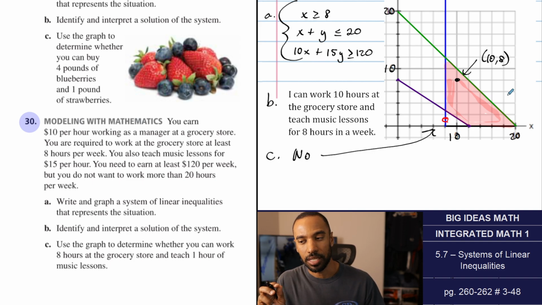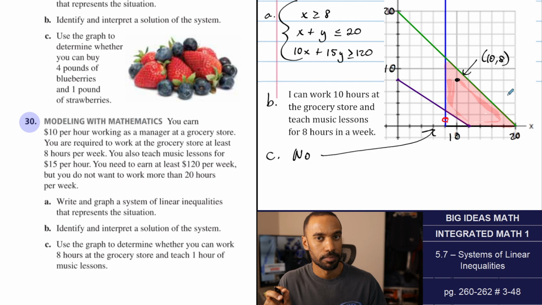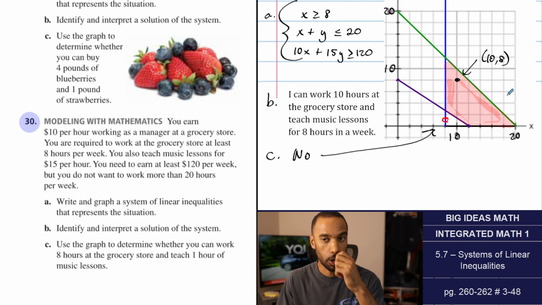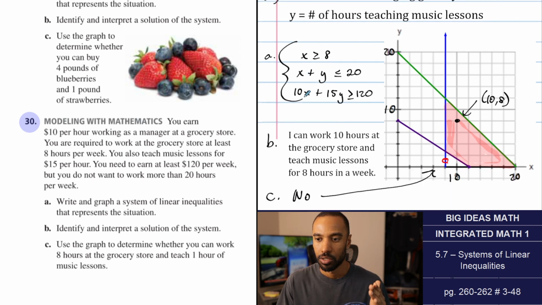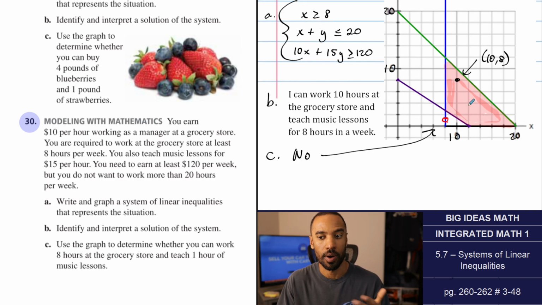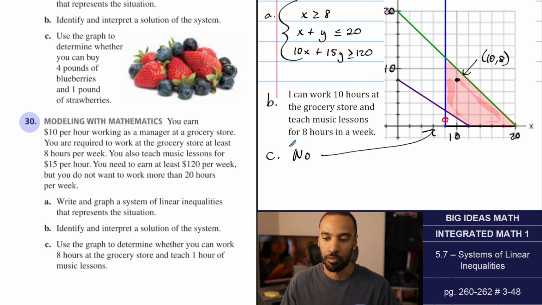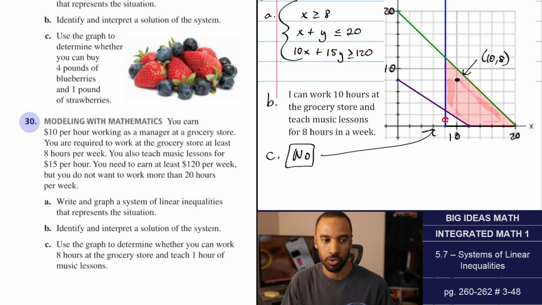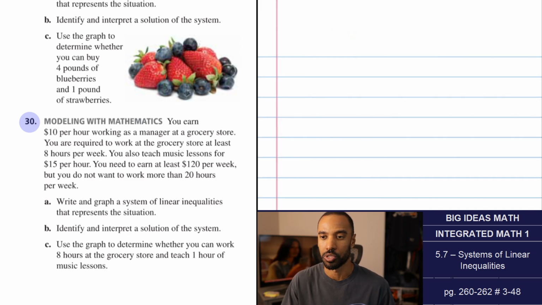It fails the $120 made. You succeed in keeping under 20 hours, yet having 8 hours at the grocery store. You don't make $120. If you want to double check that, 10 times 8, $80, plus 1 hour is just $15. That's $95 made. That's the one that it fails. And that's kind of why that one works there. So again, the graph is a really nice representation of what you can do. It's not a need. There's an infinite number of solutions. But I wanted to spend some time on that just to talk about that.